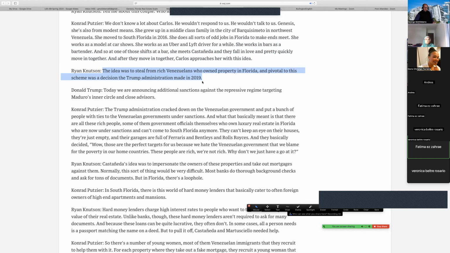And pivotal to this scheme was a decision the Trump administration made in 2019.